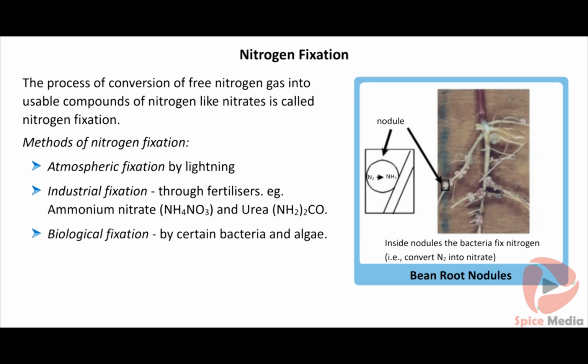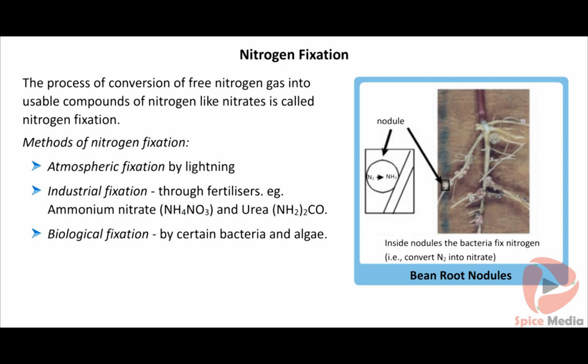Biological fixation. The nitrogen present in the atmosphere can be converted into usable nitrates by the action of certain bacteria and algae. For example, Rhizobium bacteria present in the root nodules of leguminous plants fix atmospheric nitrogen and convert it to nitrates, which can be used by the plants, and the plants in turn provide nutrition to the bacteria.